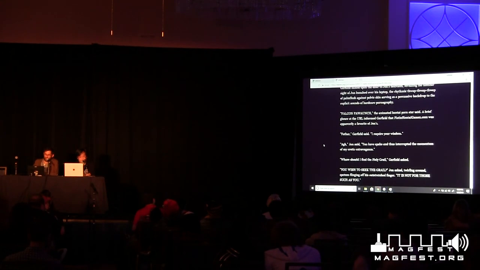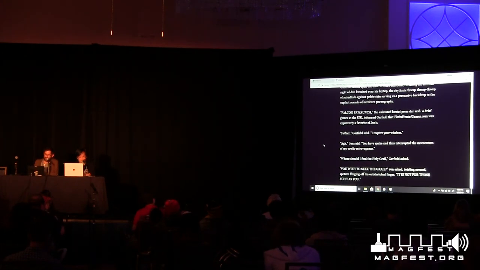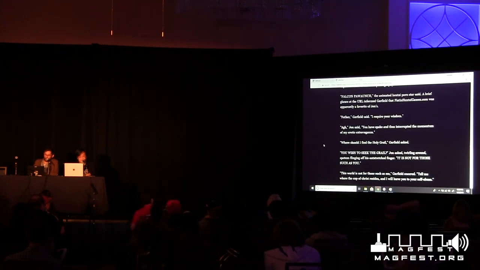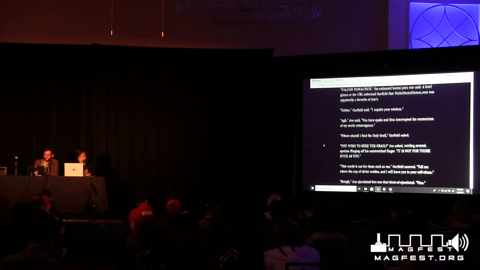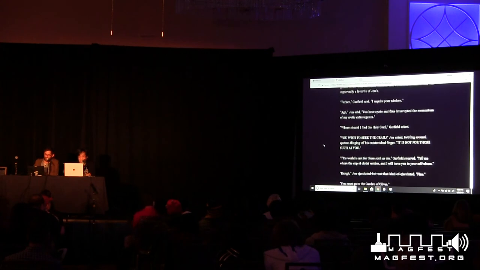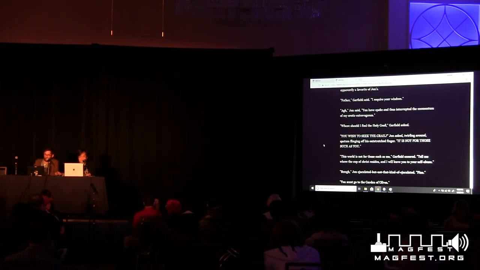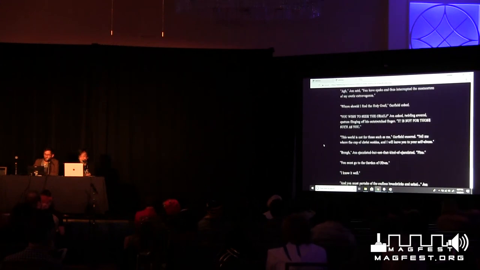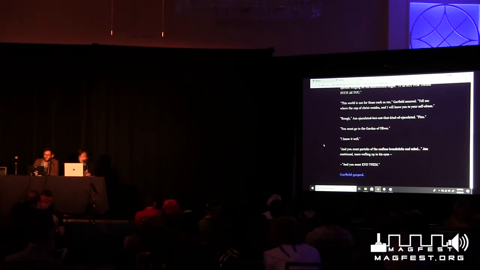Father, Garfield said, I require your wisdom. Ah, John said, you have spake, and thus interrupted the momentum of my erotic extravaganza. Where shall I find the Holy Grail, Garfield asked. You wish to seek the Grail, John asked, twirling around and flinging off his outstretched finger. It is not for those such as you. The world is not for those such as me, Garfield sneered. Tell me where the crypt of Christ resides, and I will leave you to your self-abuse. Urgh, John ejaculated, but not that kind of ejaculated. Fine. You must go to the Garden of Olives. I know it well. And you must partake of the endless breadsticks and salad, John continued, tears welling up in his eyes, and you must end them.